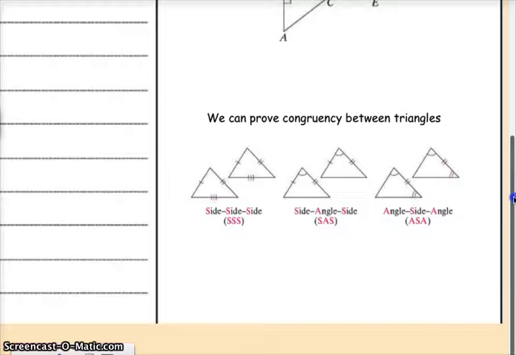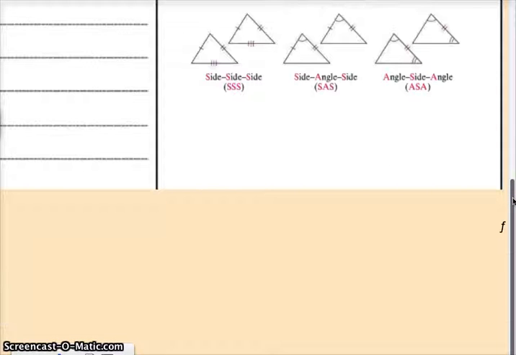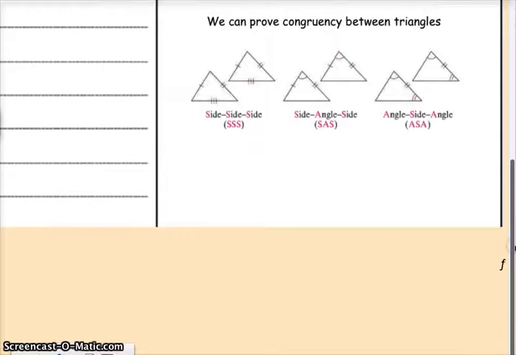Okay, the last part about triangles is proving what we call congruency. If we prove congruency, it means we prove two triangles are equal. Congruency means equal. So you can prove congruency between triangles by using the following three theorems. The first theorem is side, side, side. If two triangles have congruent side lengths, then the triangles are congruent.